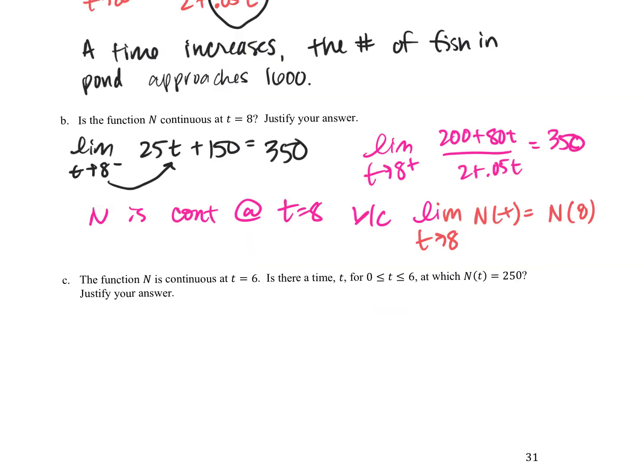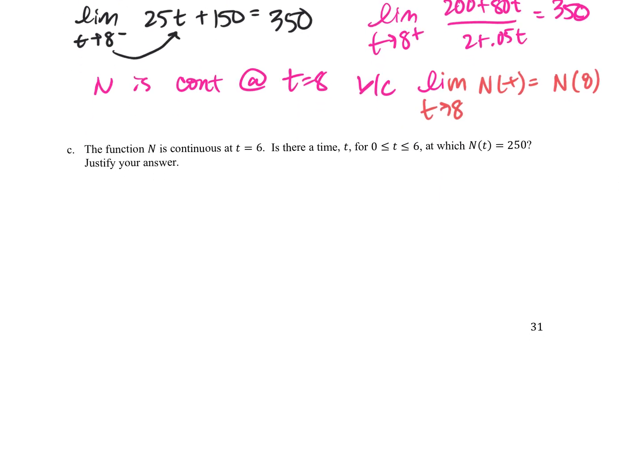Okay, so last thing, it says the function n is continuous at t equals 6. Is there a time between 0 and 6 where the function's value is 250? So, justify your answer. Notice that they said, hey, the function is continuous. What theorem are they asking us to apply? IVT. Intermediate value theorem. Very good. Is there a time between 0 and 6? So these are my endpoints. I want to go compare n of 0 and n of 6.